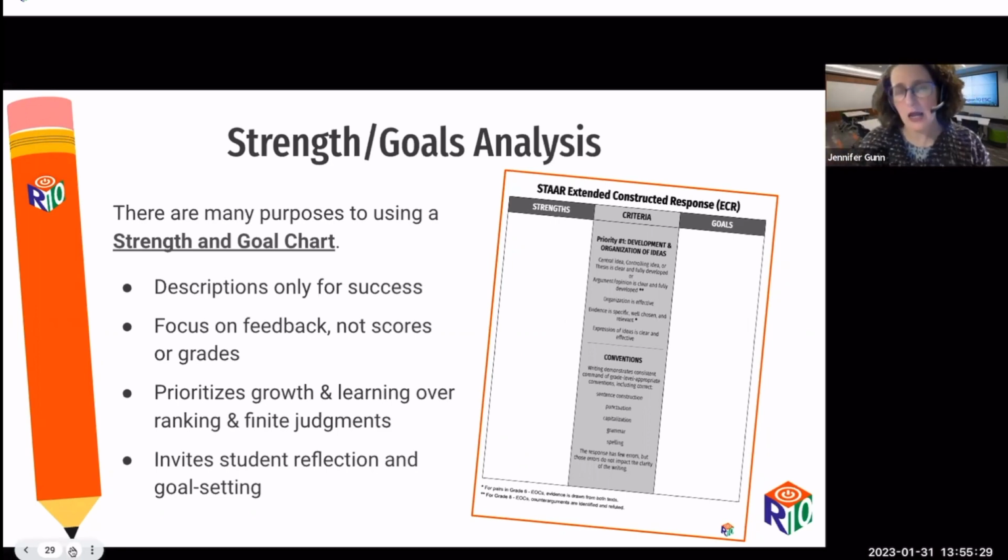in their writing. Because we all know that the minute you assign a score or a grade, often the student is done. They've received a final judgment, and the motivation to return and revise and edit and make improvements or changes is not there.